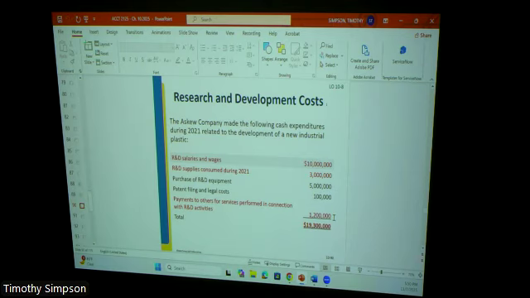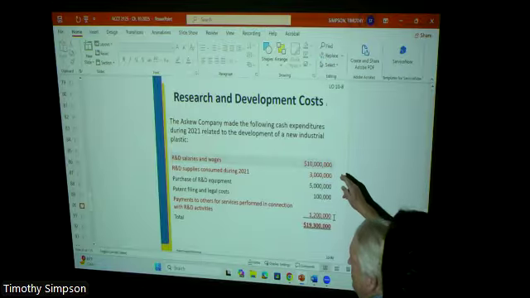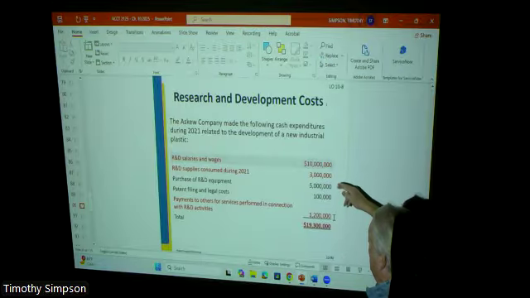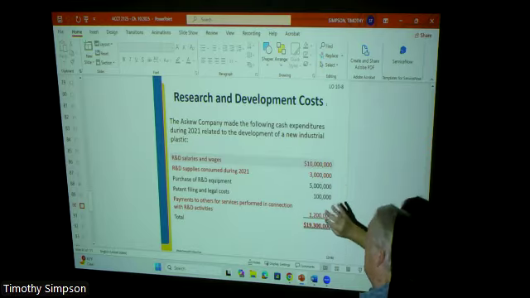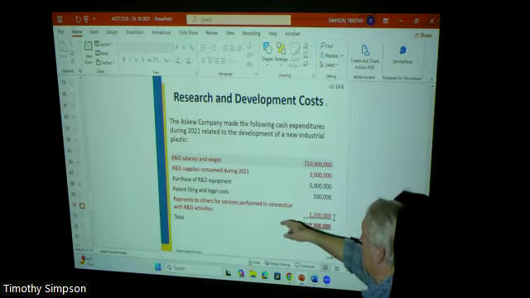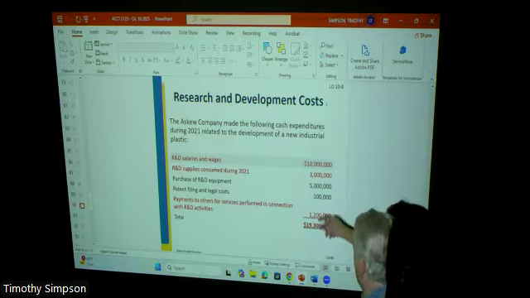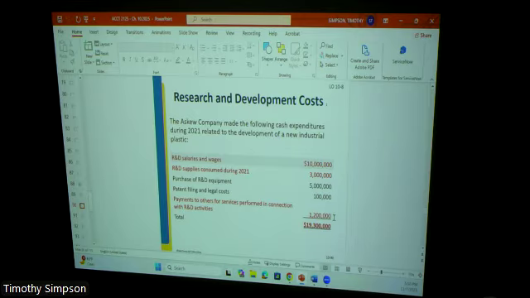Askew Company made the following expenditures during 2021 related to the development of a new industrial plastic. Okay, so you've got salaries and wages, and I said that's usually a very big one. Any supplies used, purchase of R&D equipment, patent and filing costs, 700,000, payments to others performed in connection. So altogether, it's 19,300,000. Now, what does the journal entry look like in terms of how we treat these expenses?